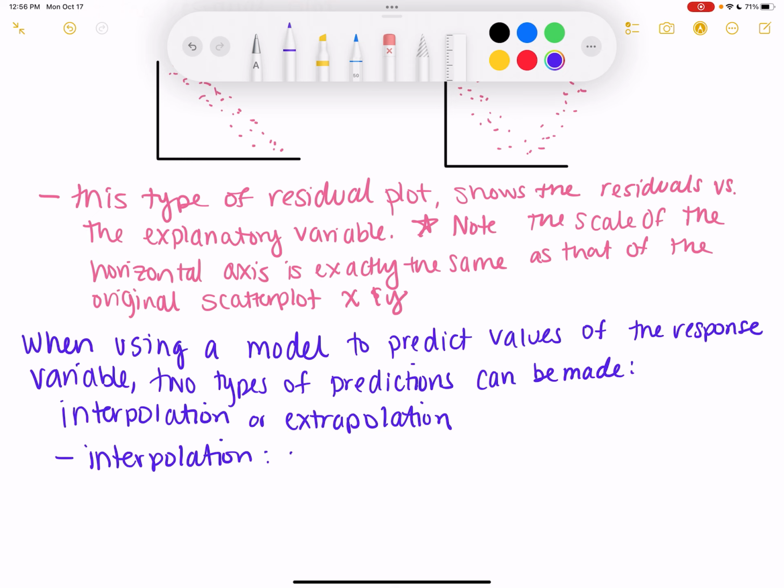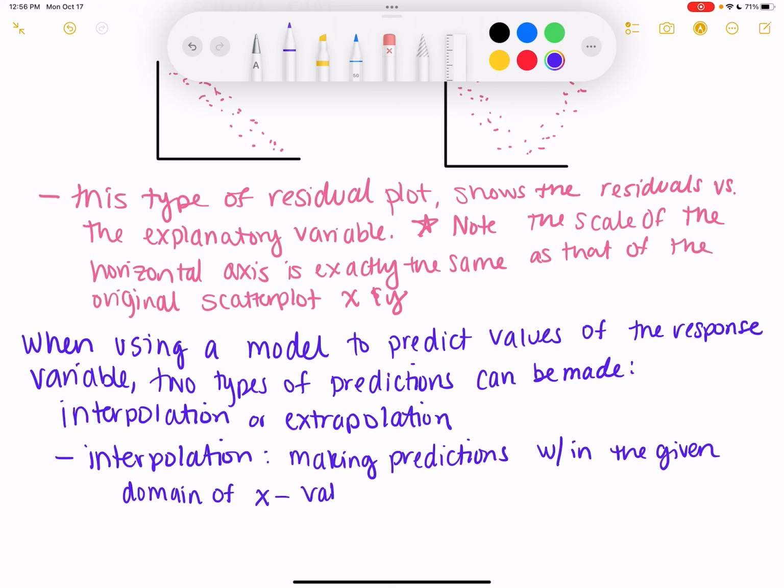So interpolation is making predictions within the given domain of X values, and extrapolation is the same thing but outside.